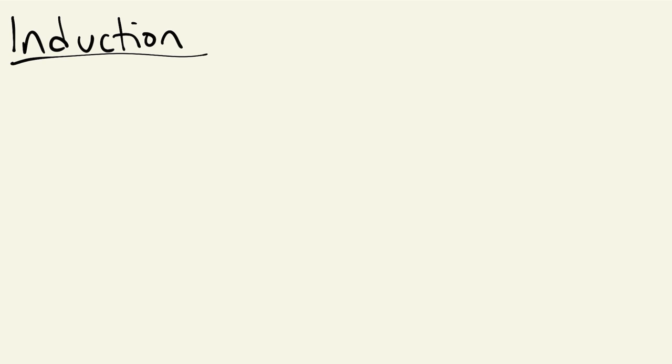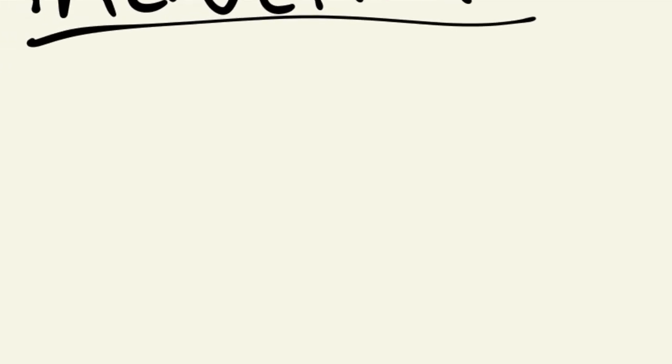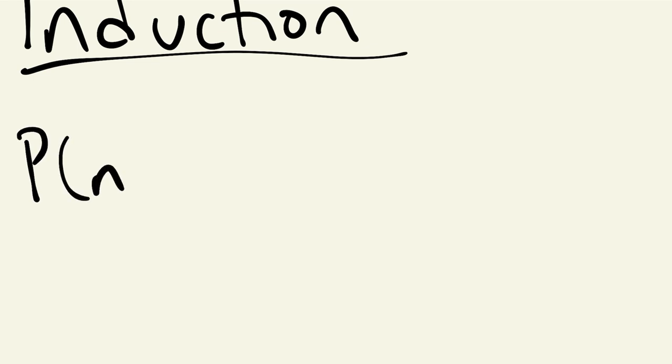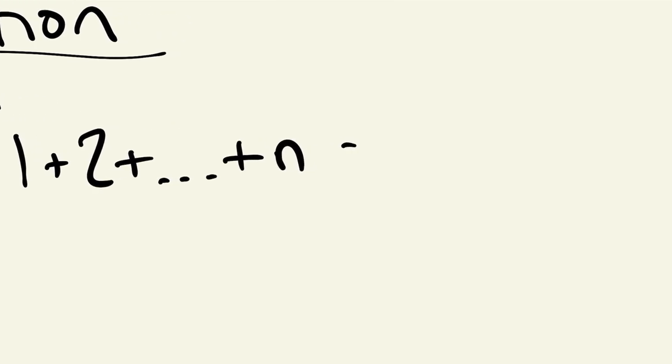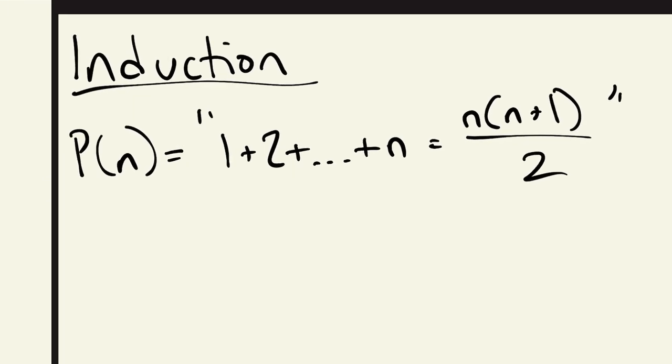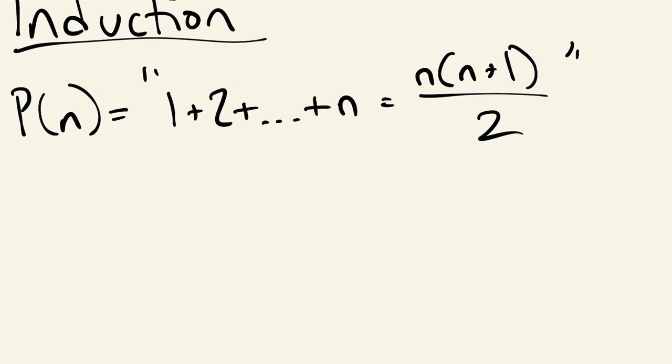So a pretty common example when induction is introduced is proving the statement, which we will call P of n, that the sum of the first n terms is equal to n times n plus 1 over 2. And if you try this with just a few numbers, you'll see that it'll work out. But we want to show that it's true for all the natural numbers. And you can't show that just by plugging in as many numbers as you can because you can always plug in the next natural number.